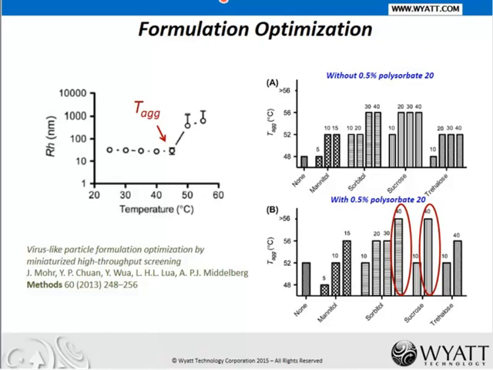And they find the two formulations, both with 0.5% polysorbate 20, with the additional either 40% sorbitol or 40% sucrose, have the highest aggregation temperature, so indicating those two formulations are most stable. Then they use the FFF-MALS to further confirm the stability of those two formulations in freeze-thaw cycles.